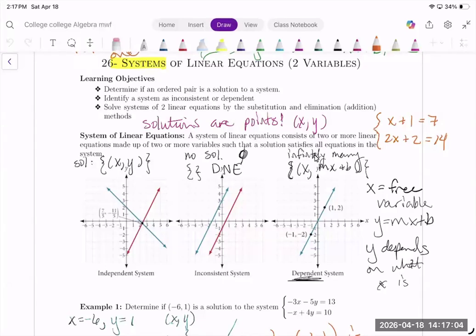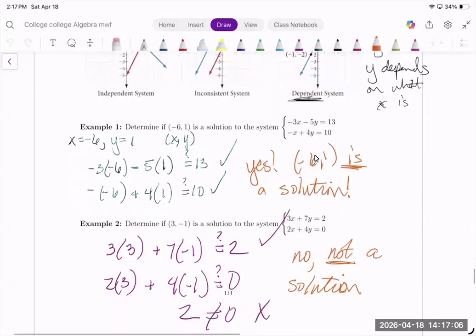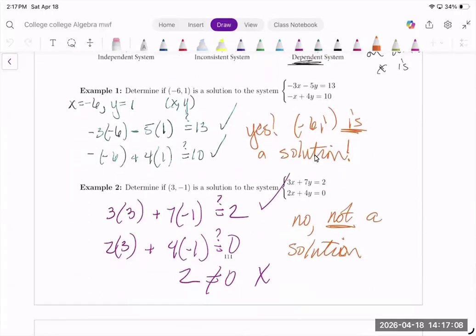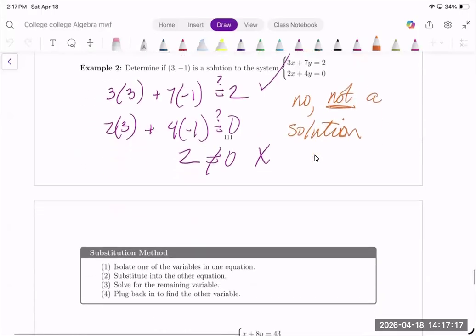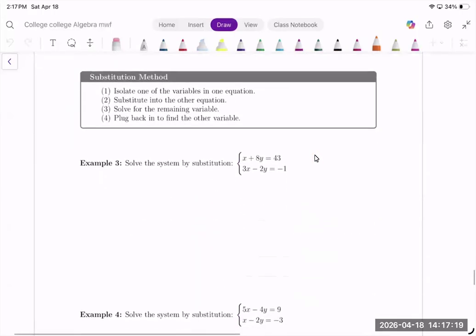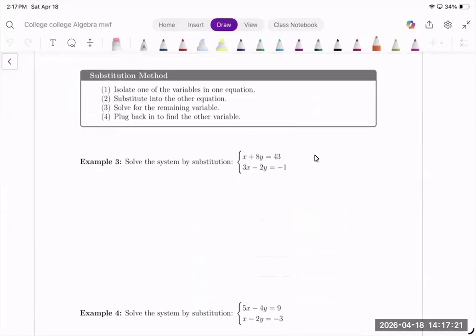Y depends on X. Then we discussed if a point is a solution, basically, is this point where they cross paths? So if your x, y satisfy both equations, then yes. If not, then no. So how do we solve for these? This is the substitution method. So we isolate one of the variables in one equation, substitute into the other, solve the remaining variable, and then plug back in to find the other.